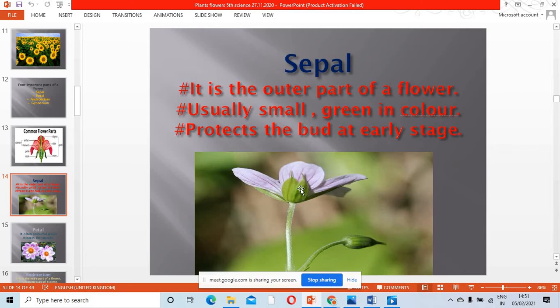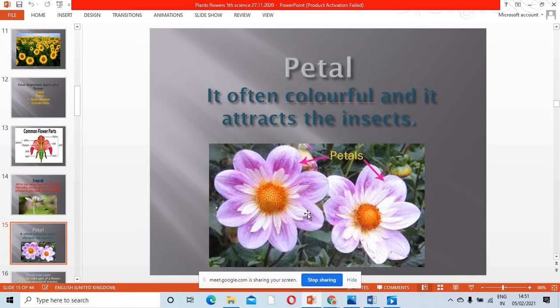Okay, so sepals are green in color and it is the outermost part of the flower. Usually it is small, green in color and protects the bud at an early stage. Next we'll go on to petals.